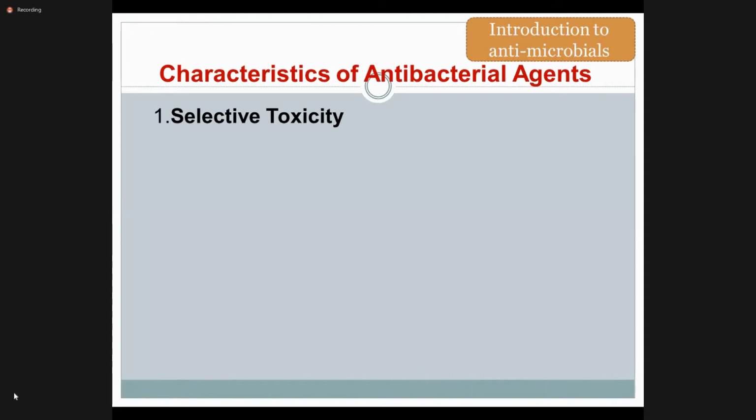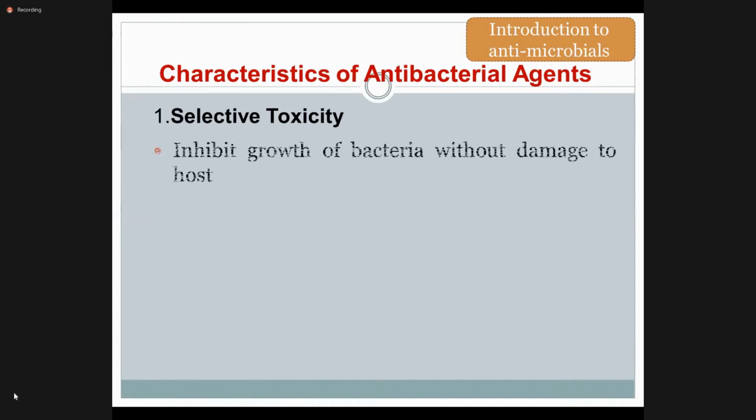So in case of antibiotic use, what do you mean by selective toxicity? It inhibits growth of bacteria without damage to the host. And definitely the host is human beings, in whom we are using antibiotics against the infection. So selective toxicity means selectively inhibiting the growth of bacteria. And there are different mechanisms that we will see in the subsequent slides.